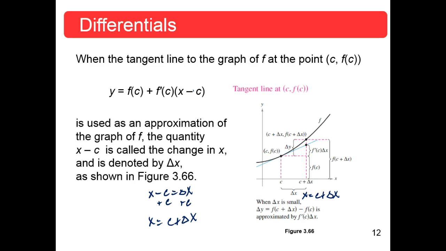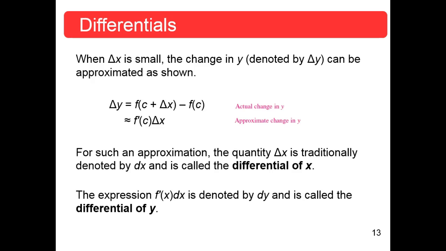Now, why are we talking about this ad nauseum? Okay? When delta x is small, the change in y, denoted by delta y, can be approximated. And this isn't what it is, but approximated as f of c plus delta x. Now that's your f of x minus f of c. That is, let's go back to the picture here.